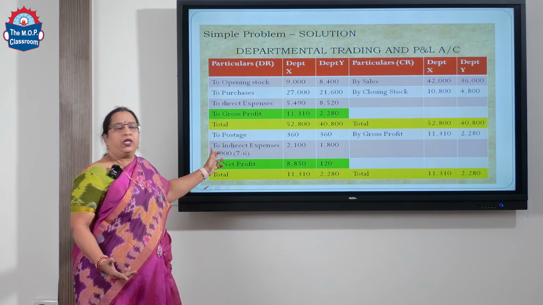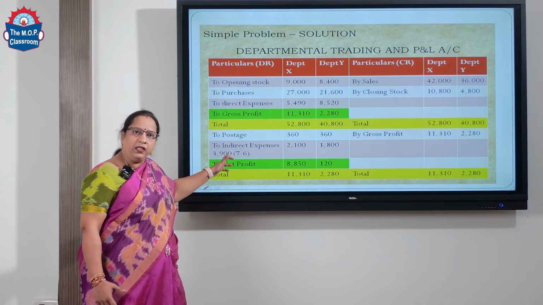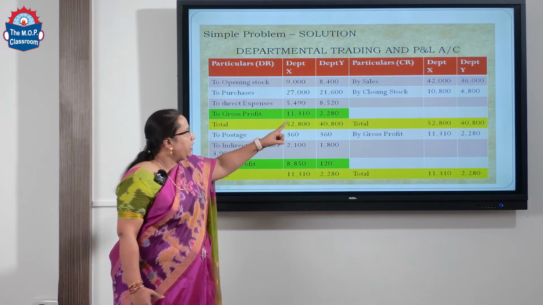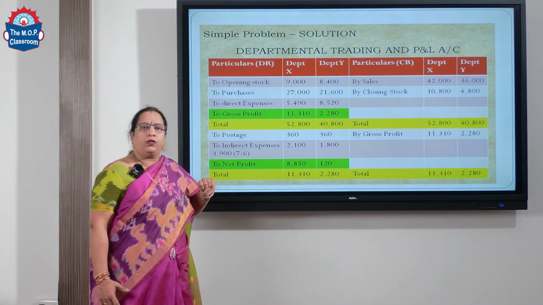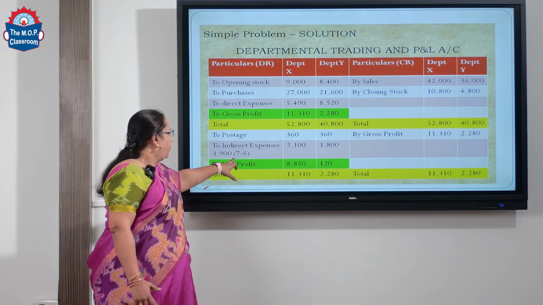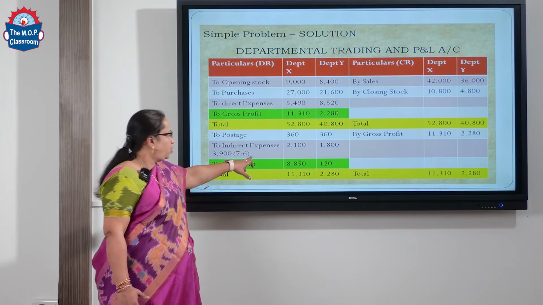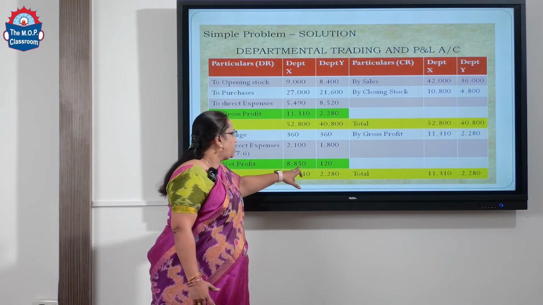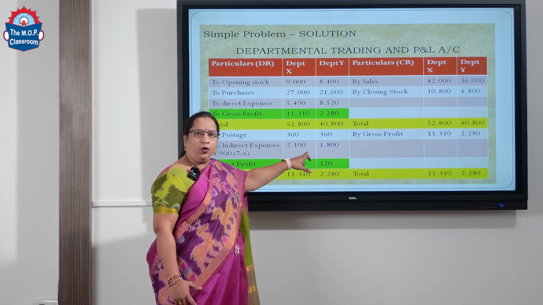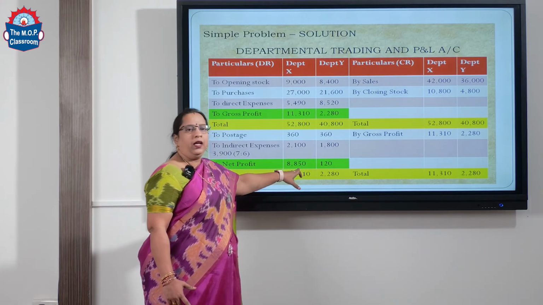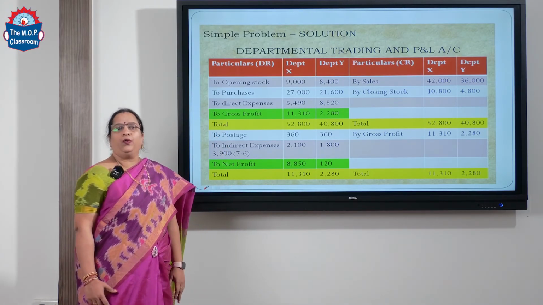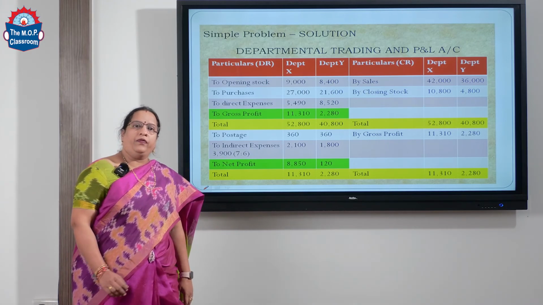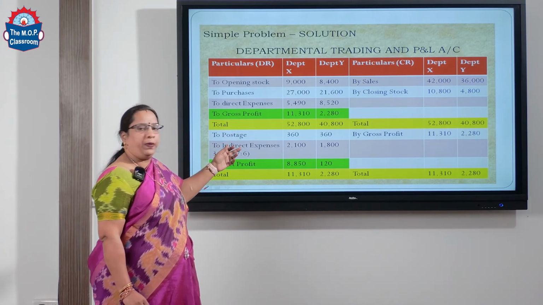Since no information is given on indirect expense, only sales detail is given. Take the sales, 42,000 to 36,000. Therefore, 7 to 6 will be the ratio. Divide it as 7 to 6. You will get the ratio division. You will get the net profit. This is how you will do the departmental accounting, the trading account, the P&L account.